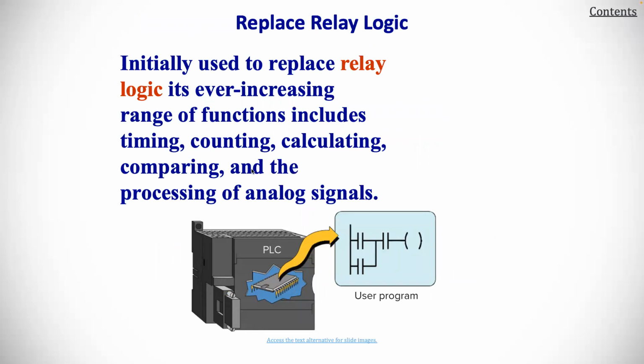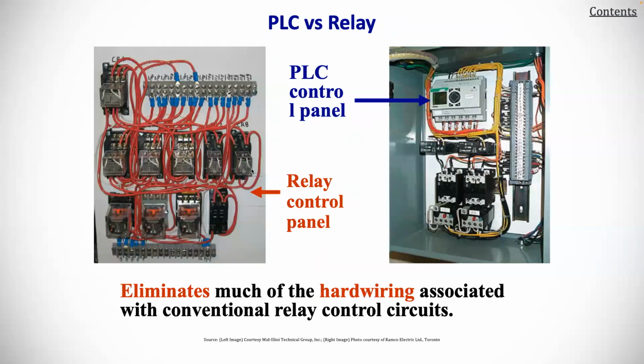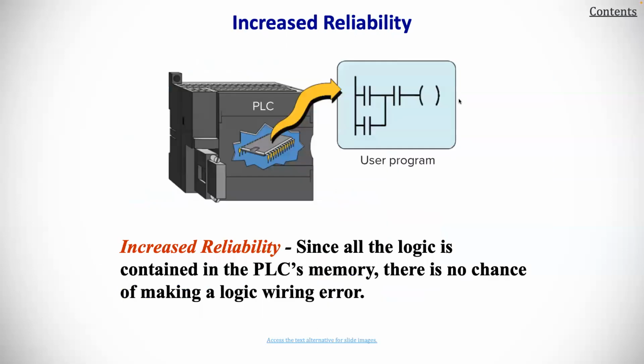It was initially developed to replace relay logic, with an ever-increasing range of functions that includes timing, counting, calculating, comparing, and the processing of analog signals. And from the table of contents, you'll see that we're going to be going through those. So what does it do? It eliminates much of the hard wiring associated with conventional relay control circuits. This is what the hard wiring would be, and this is what you would have instead by using the PLC control unit.